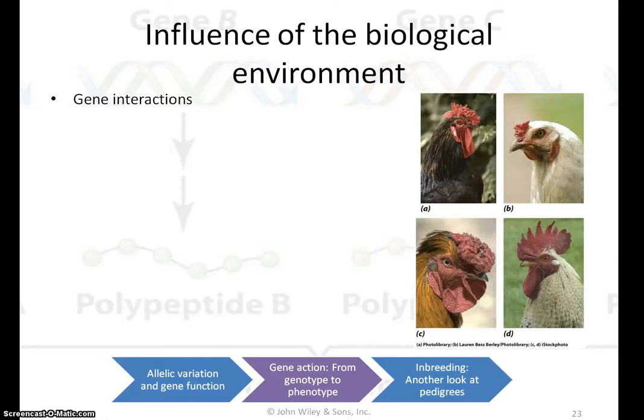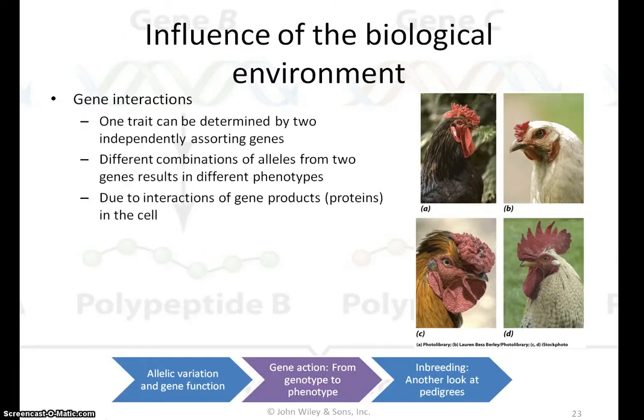Another example of how the biological environment is going to influence phenotype is something called gene interactions, a common phenomenon that we can illustrate by looking at the phenotype of chickens. The idea of gene interactions is that one trait can be determined by two different independently assorting genes, and that different combinations of these alleles from two different genes can result in different phenotypes. This is due to the interaction of the gene products with the proteins in the cell. These two different genes, these alleles, are going to make different proteins, and the way those different proteins interact with each other is going to produce different phenotypes.